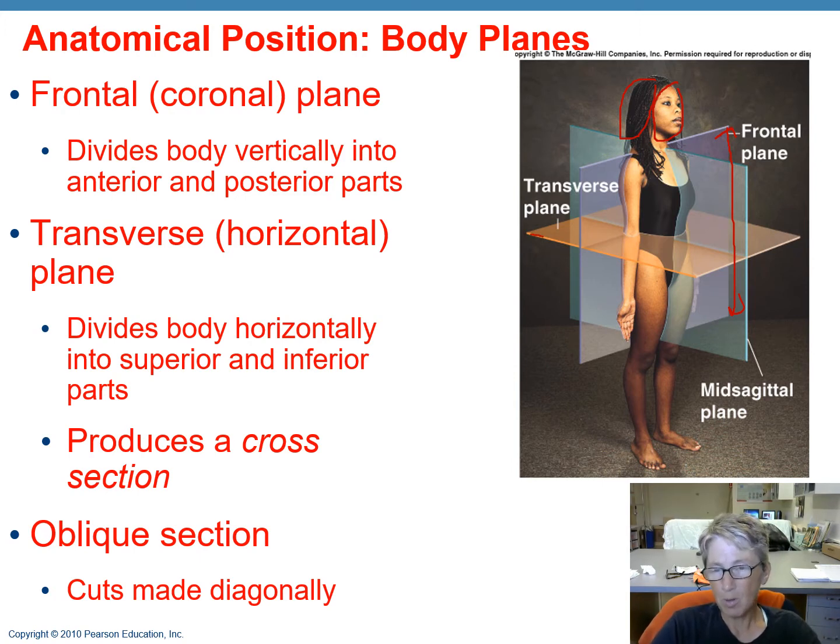And then the transverse plane. This is a horizontal plane, and it divides the body horizontally into superior parts and inferior parts. When you make a cut with the transverse plane, you produce something called a cross section. And then an oblique section would be a section or a cut made diagonally. So maybe something that went like this, that would be an oblique section.